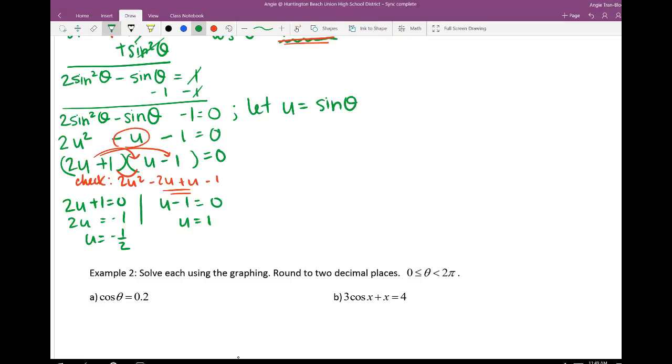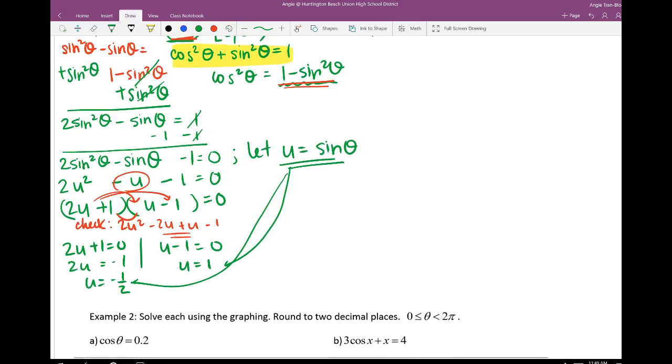So put it back. Okay, so we now have sine of theta equals negative 1/2, or sine of theta equals 1. Sine is 1 is only at one location, it's at pi over 2. So this one, I only have one answer.